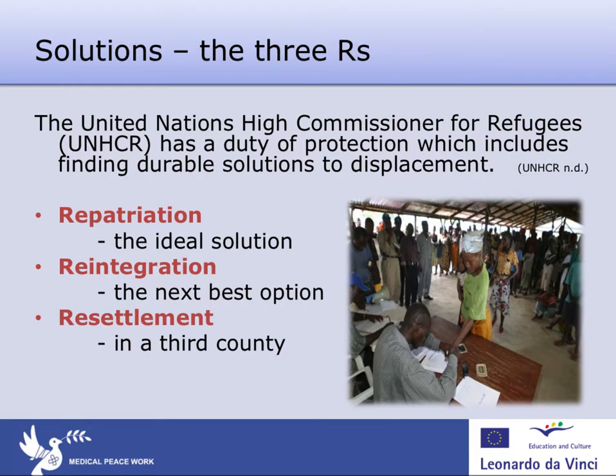So there's three solutions. Repatriation is where the individuals can go back to their home country. That's obviously the ideal solution and what we all would want, to go back to what we're familiar to. But a lot of times that's not possible because of the ongoing violence. If it's due to war, sometimes the infrastructure has been destroyed by bombing. There's all kinds of reasons why that ideal solution is usually not able to be met.